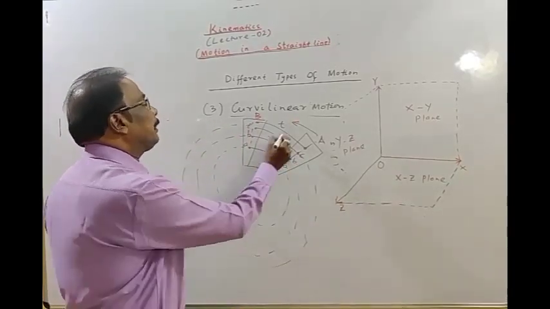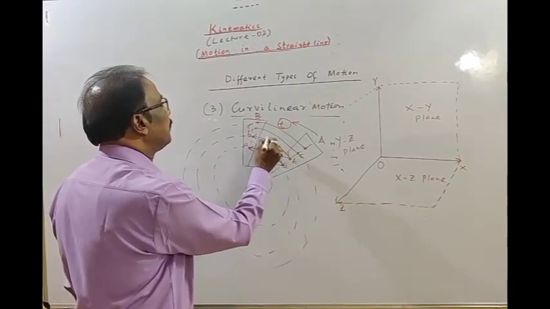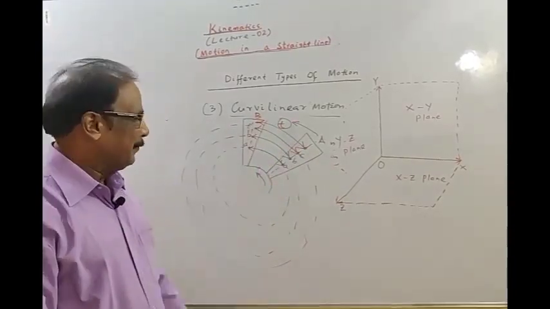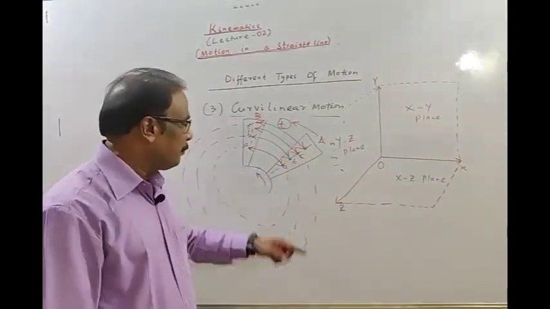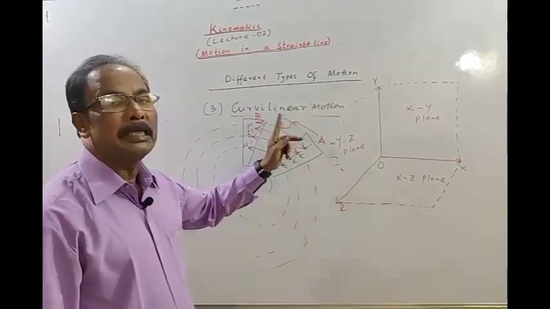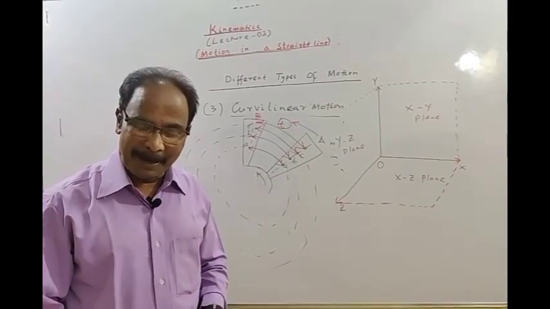But in the same interval of time, the distances covered by the particles are different. So the particles in rotational motion cover different distances in the same interval of time. This is a characteristic of rotational motion.